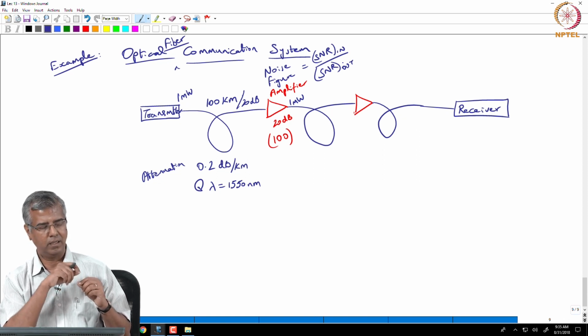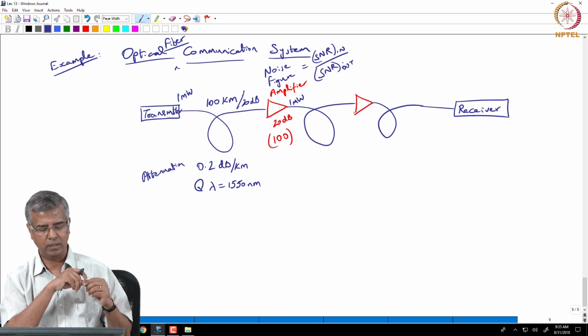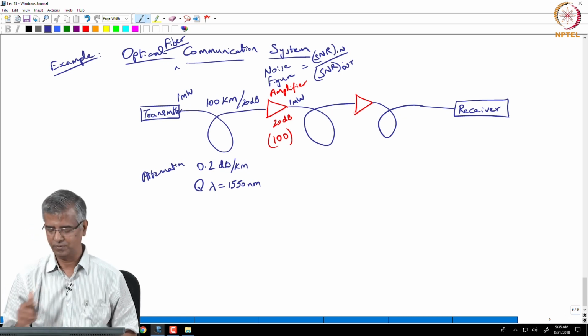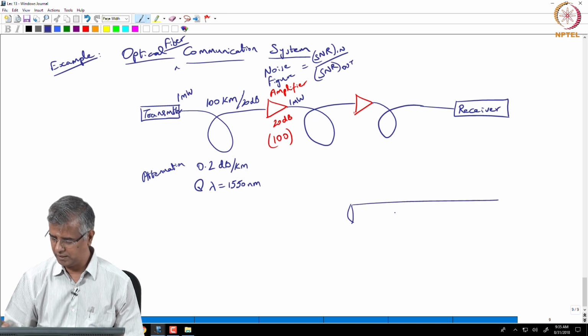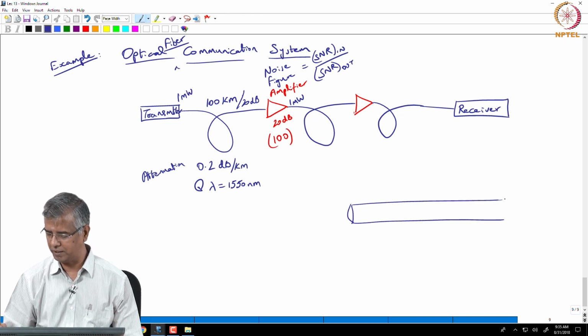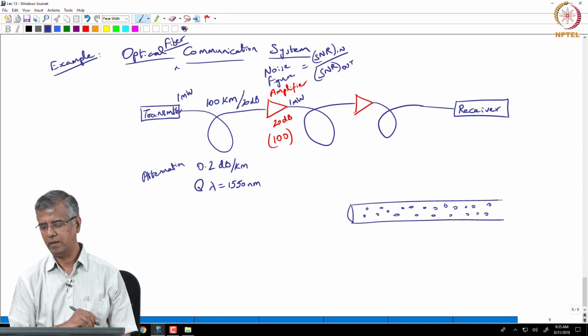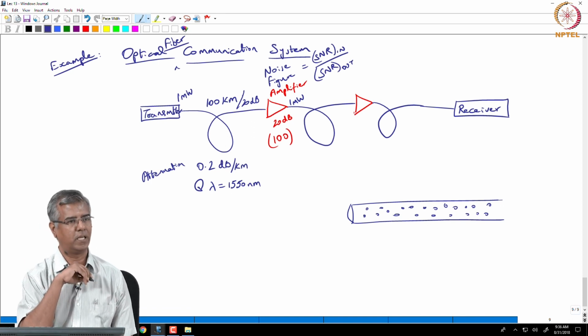And when you dope erbium into silica, so essentially what we are looking at is, let's just say we are looking at the core of the optical fiber. So you have these erbium ions distributed in the core of the optical fiber.